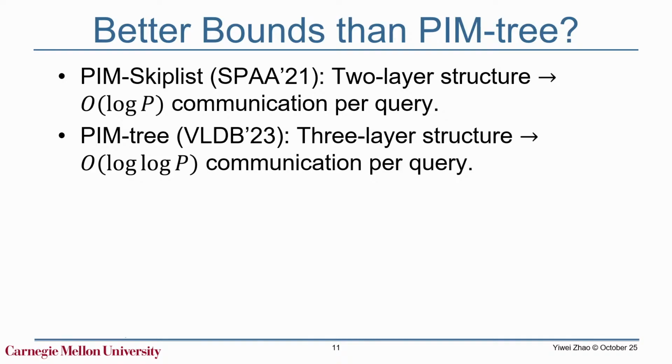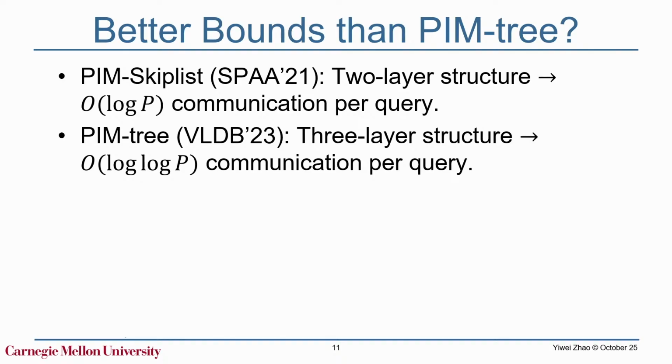So the second question we want to address is what better bounds we can achieve than these PIM trees. For instance, we can sort out the history of our works. For the PIM skip list, what we did is a 2-layer structure, which can lead to order of log P communication per query. This is the very first work in our group.